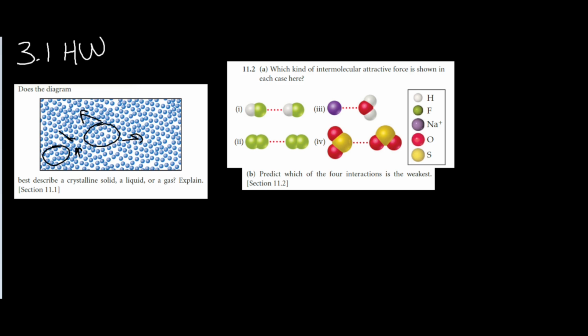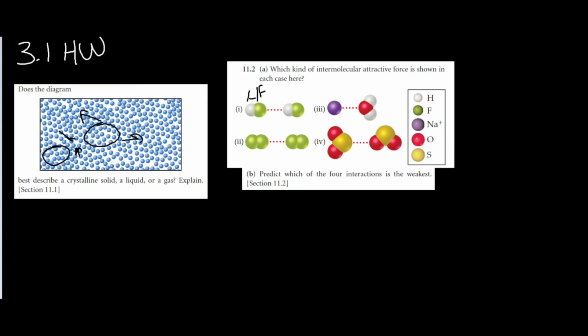Okay, moving on. Number two, which kind of intermolecular attractive forces are shown in each case here? And predict which of the four interactions are the weakest. This is gone over in the first or second part of chapter 11, so if you struggled with this, you should probably look back on that. And I might also post a video on this chapter. I don't know yet.